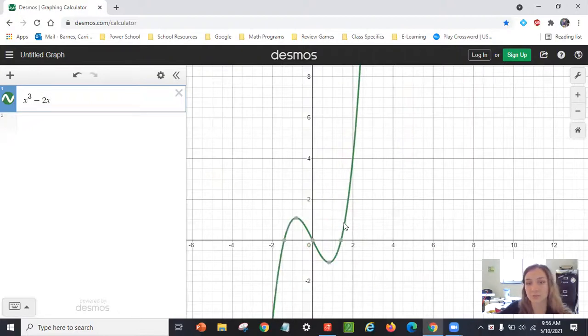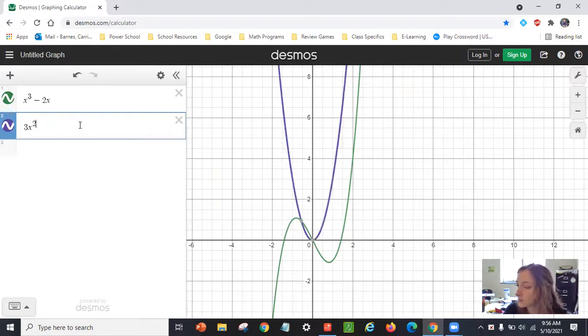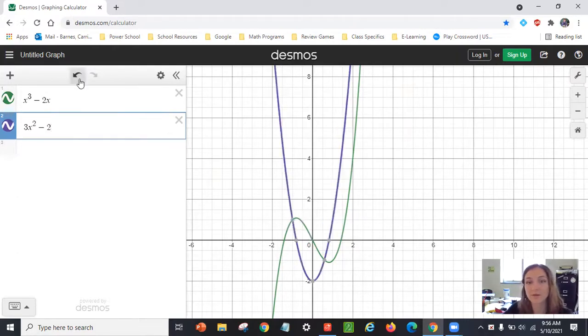Okay, so here's x to the third minus 2x. Let's say I wanted to find the slope at this point. And that's actually not a good point to choose because it's kind of hard to tell what that value is. So let's say we wanted to find the slope at 2. Here's our derivative, so 3x squared minus 2. And if I want to find the slope at 2, then I'm going to plug in 2 right here.